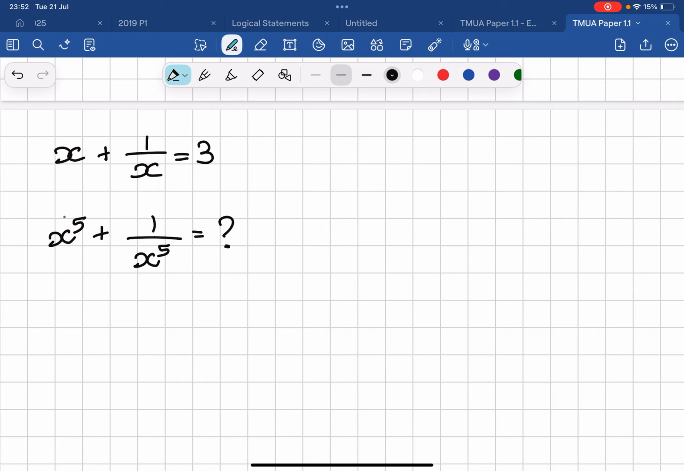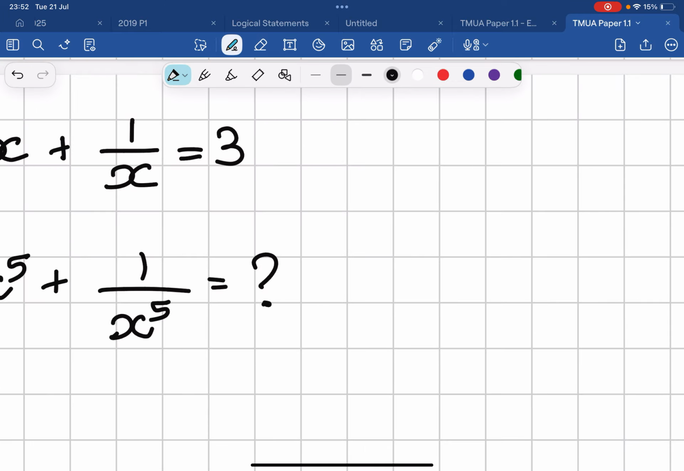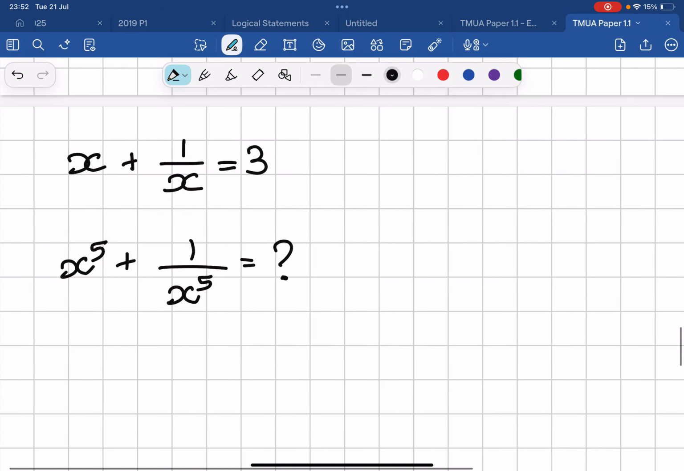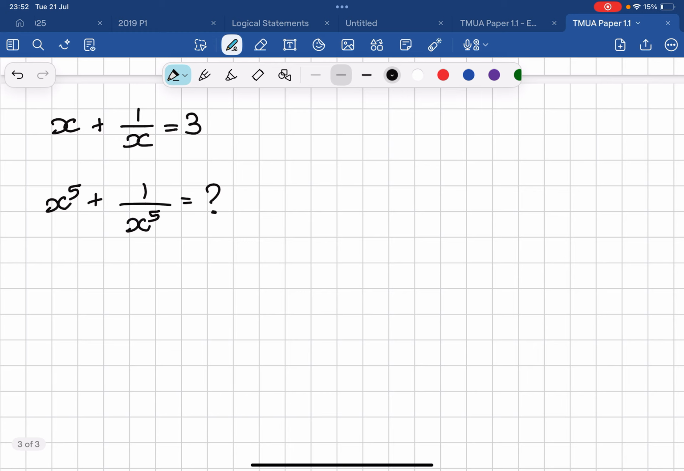So we need to go from x to the power of 1 and 1 over x to the power of 1 all the way up to 5. This isn't too bad. We can square and cube to find our powers of 2 and 3, and maybe do some rearranging and multiplying to get to x to the 5. Let's start off by squaring.